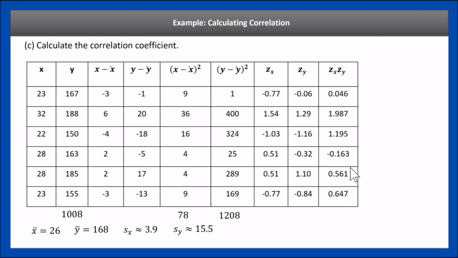All right, we're almost done. So now we can go ahead and take the sum of this last column. We're going to do the sum of the product of z-scores, which is this column. So add those up and you get 4.273.